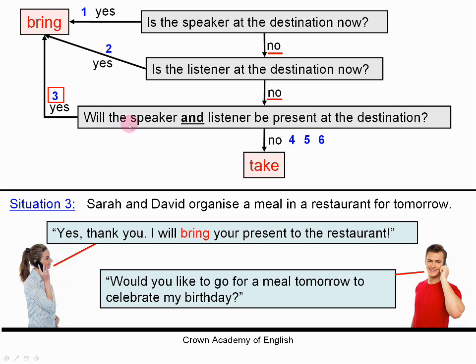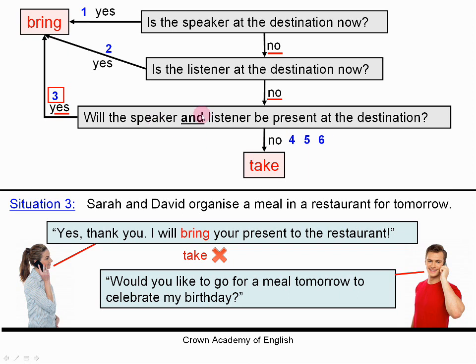So we come down here. And this question is, will the speaker and listener be present at the destination? So will they both be at the restaurant? Well, the answer is yes. Yes, they will. That is where they are going. And so the answer is yes, and we use the word bring. Okay? And so take in this context is wrong.